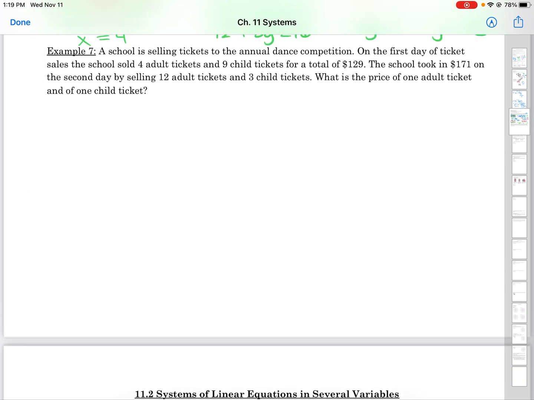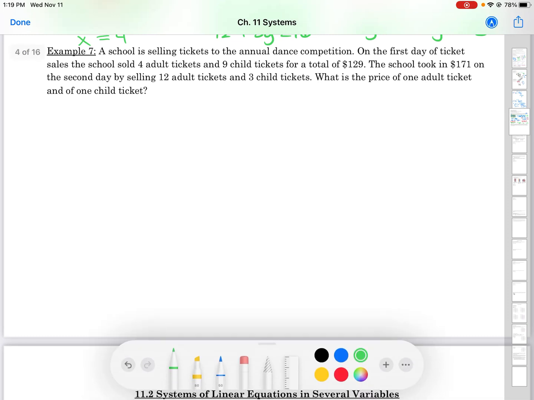Lastly, a school is selling tickets to an annual dance competition. On the first day of ticket sales, the school sold 4 adult tickets and 9 child tickets for a total of $129. The school took in $171 on the second day by selling 12 adult and 3 child. What's the price of one adult and the price of one child? So let's let A equal the price of one adult ticket. And how about C for child? You could use X and Y though.